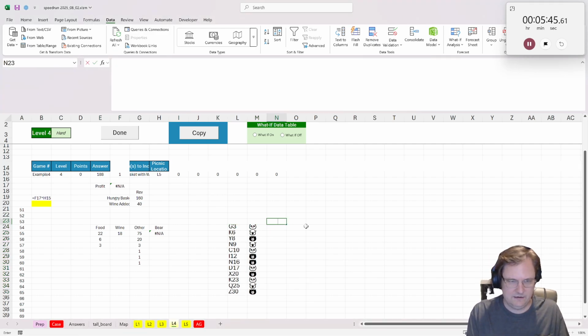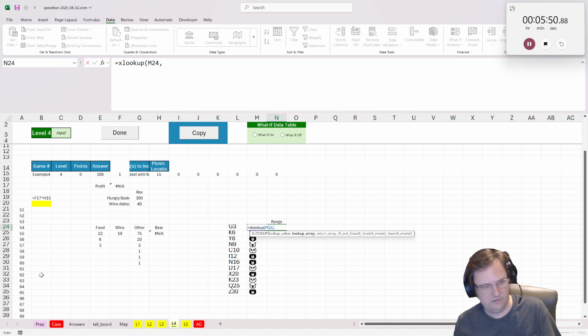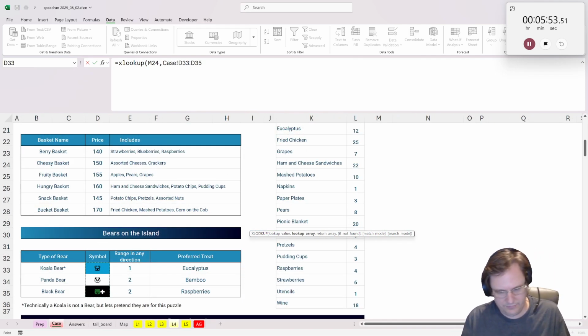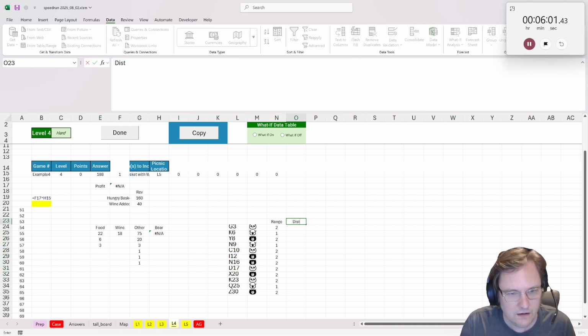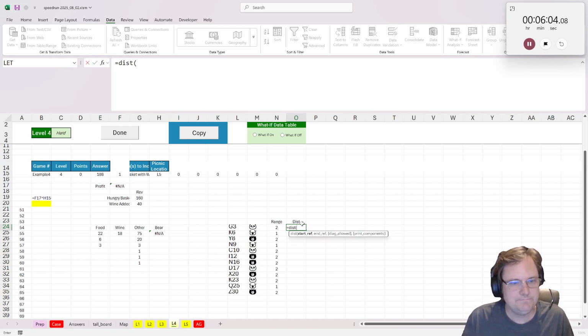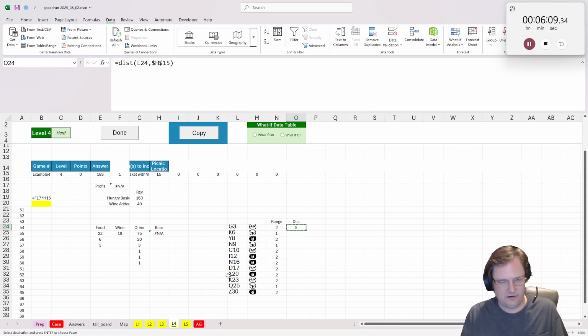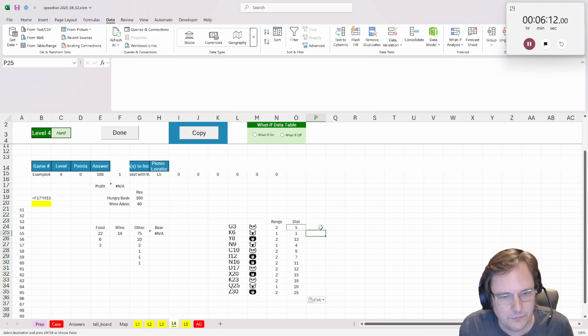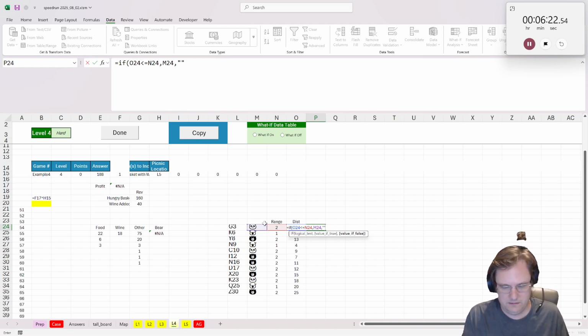I need to know the range because different bears have different ranges, right? So I look up the bear's picture on the pictures of the bears and then their range, right? In any direction. So that's the bear's range. Now I'm going to use my distance lambda. There versus there, and this by default is our chessboard distance, which is what we want in this case. So if this is less than or equal to the range, then the bear, otherwise nothing.